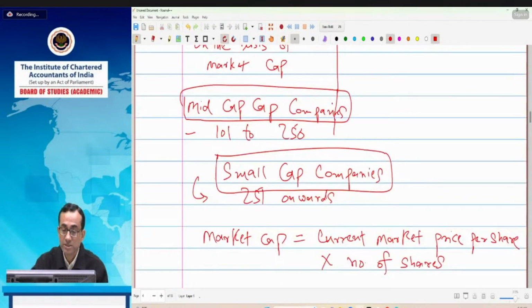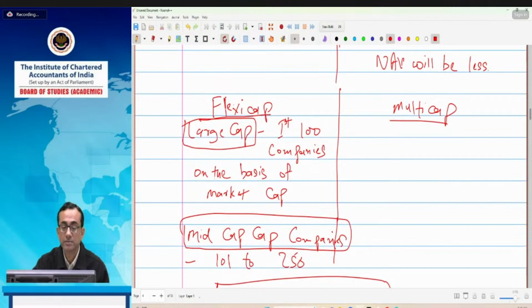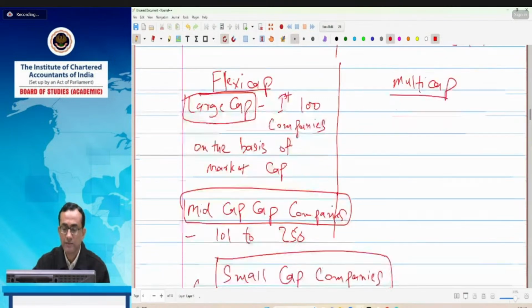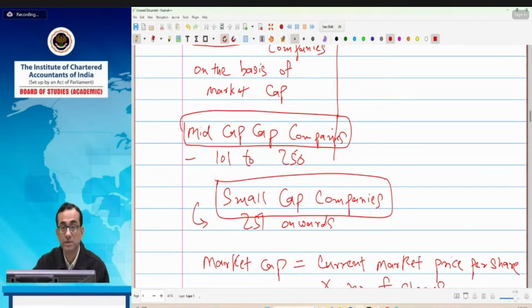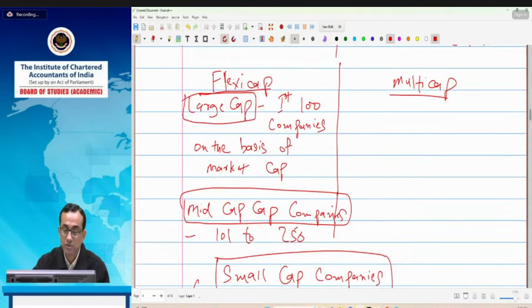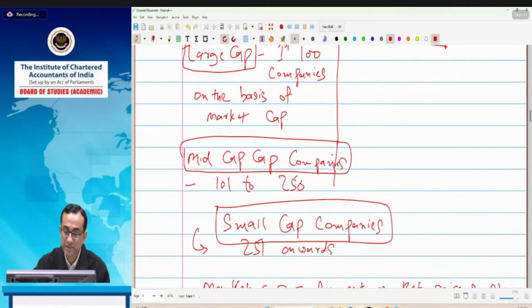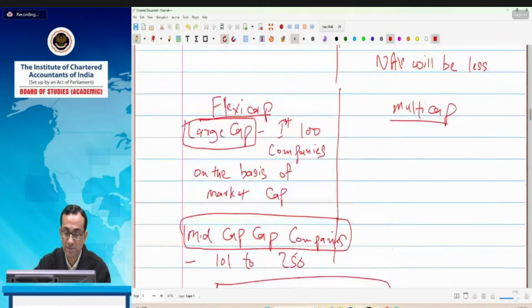So on the basis of market capitalization, the top 100 companies are considered large cap. From 101 to 250, it is considered mid cap. And from 251 onwards, it is called small cap. So large cap companies are considered to be safer, mid cap companies next safer, and small cap companies, according to some investors, are not considered very safe, the least safe, you can say.